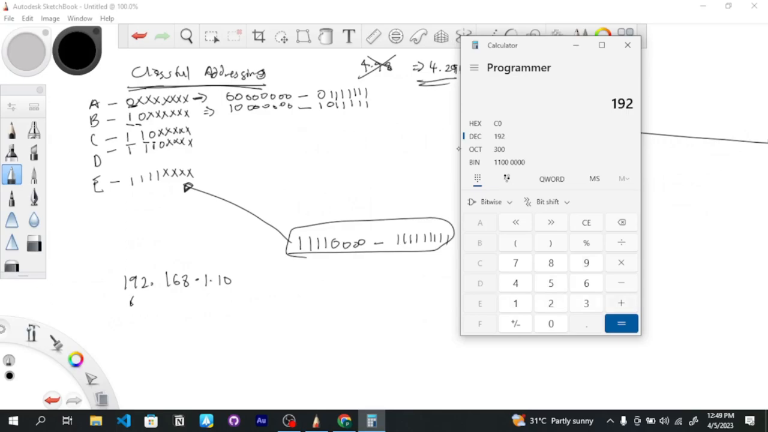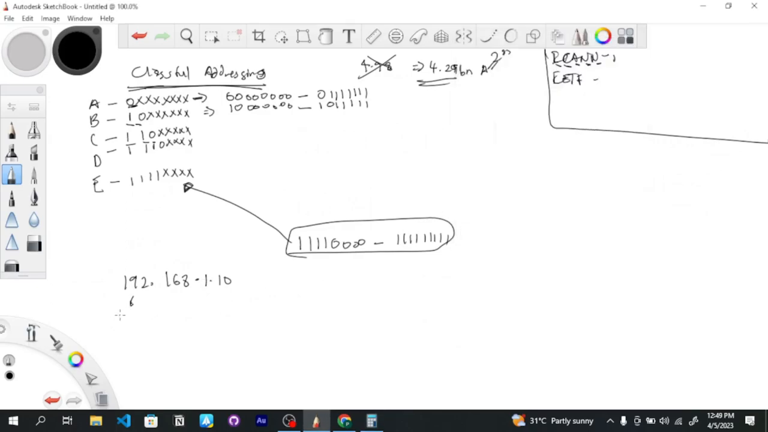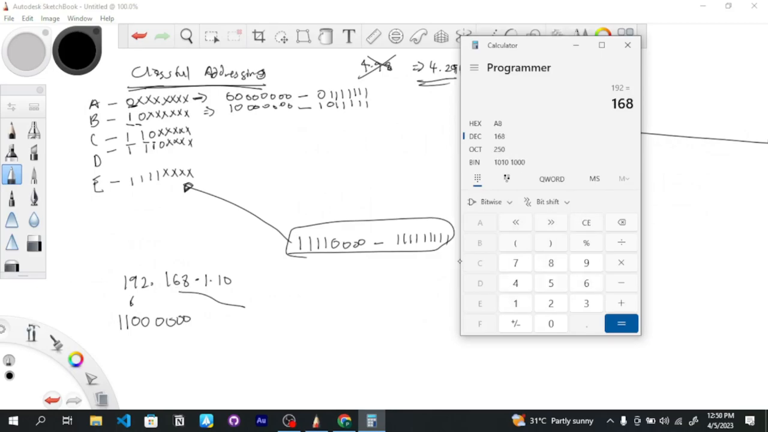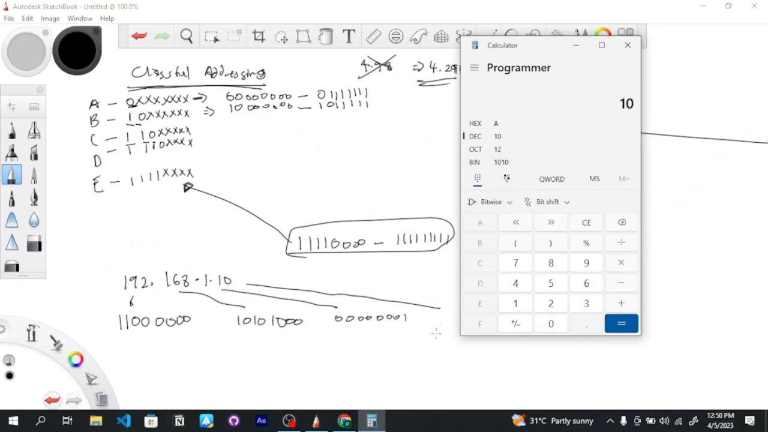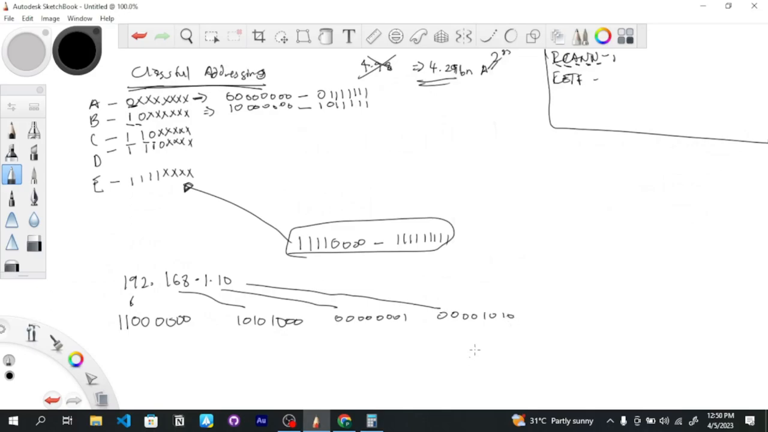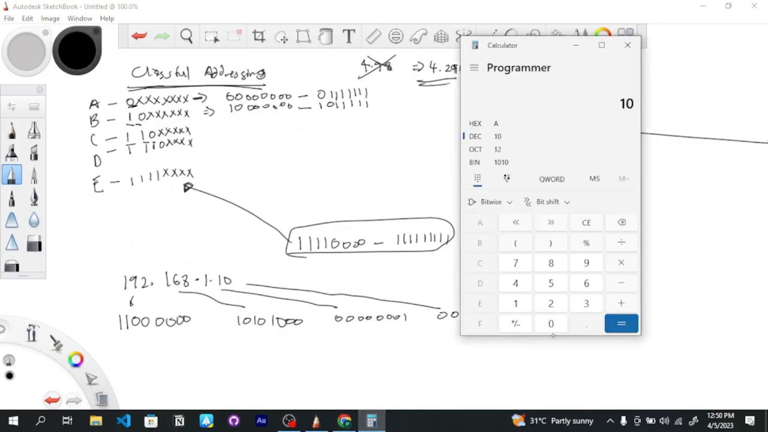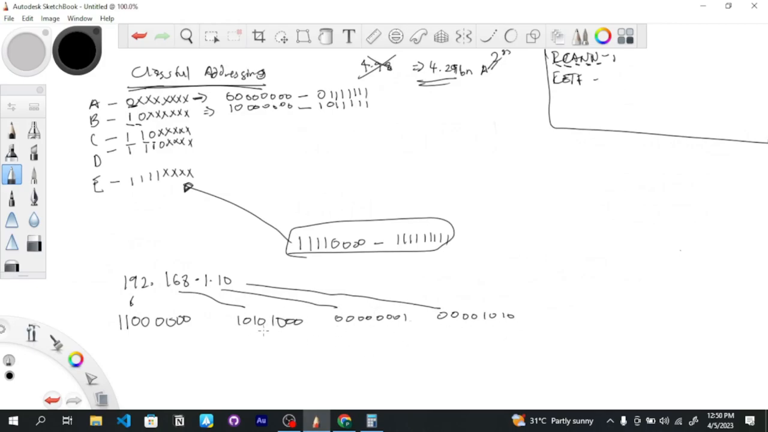Okay, so 192 gives you a binary of 11000000. 168 gives you 10101000, and 1 obviously gives you 00000001. And 10 gives you 00001010. Okay, so this is what it gives you. Now we have to compare it to the first one. It starts with 110, and it fits class C. So this is a class C address.